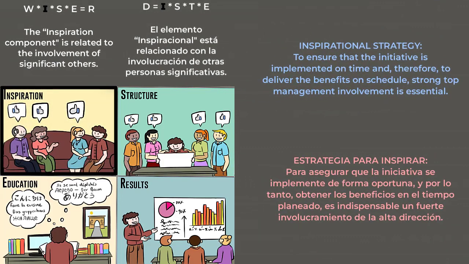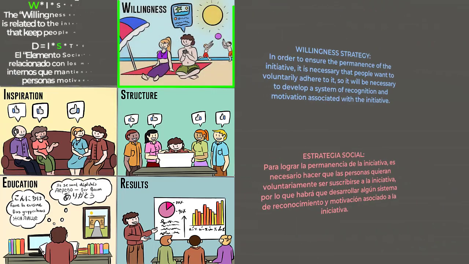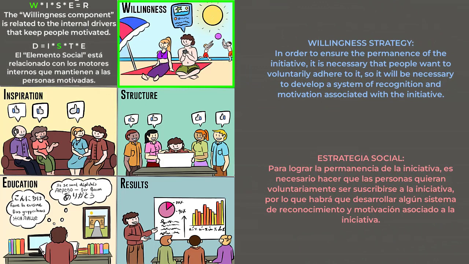Inspirational strategy. To ensure that the initiative is implemented on time and therefore to deliver the benefits on schedule, strong top management involvement is essential. Willingness strategy. In order to ensure the permanence of the initiative, it is necessary that people want to voluntarily adhere to it. So it will be necessary to develop a system of recognition and motivation associated with the initiative.